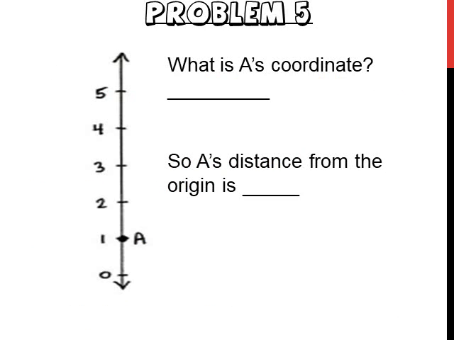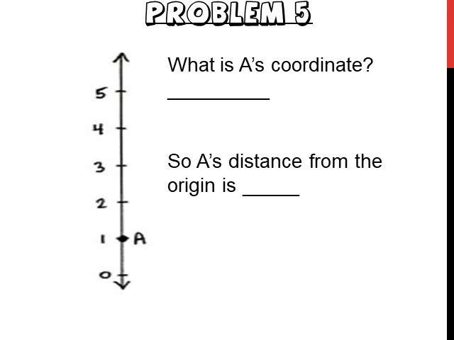Problem number 5 is an example of a vertical number line. It goes from 0 to 5. And if you notice, pay very special close attention, it goes from down below to up. So it's from 0 through 5 going from down to up. It is actually going in an ascending order.